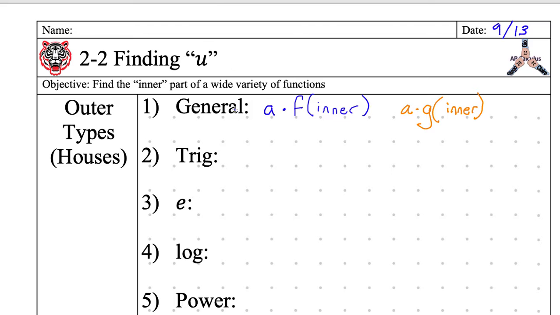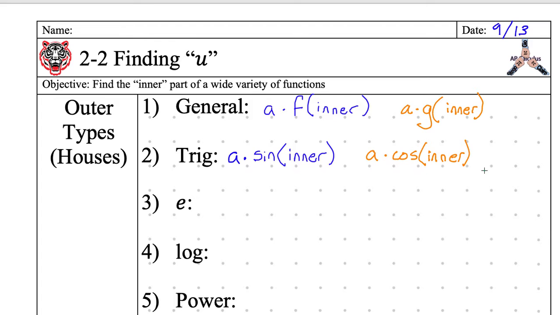What does a trig house look like? It's a times... What is a trig function? I don't know. The sine of inner. Or a times, we'll do a different color, sine. A times cosine. What's another one? Tangent. Inner. Yeah, tangent. So a times tangent. I ran out of room, but yeah, tangent would be another trig.